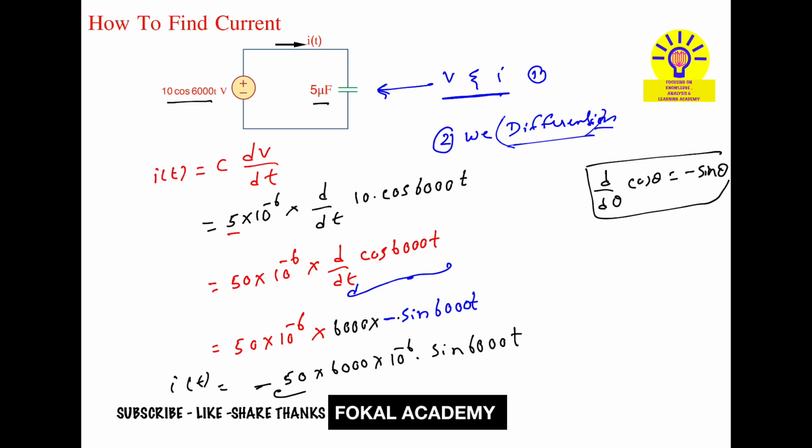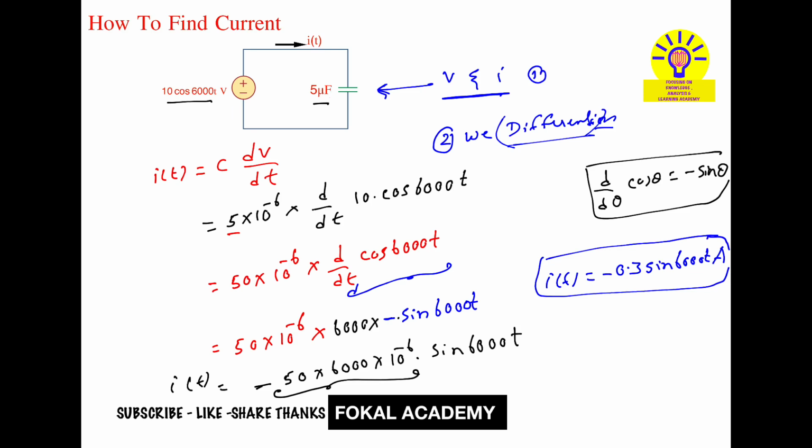Now simplify this. By further simplification we will get i of t equals minus 0.3 sin of 6000 t amperes. So this is the current equation for the given problem. Whenever the voltage and capacitance are given and the current is asked, this is the process for simplification of current.